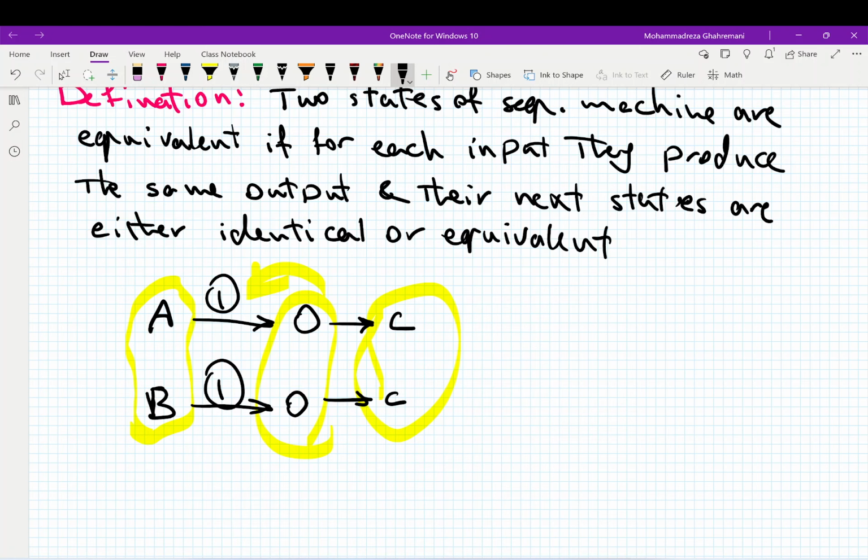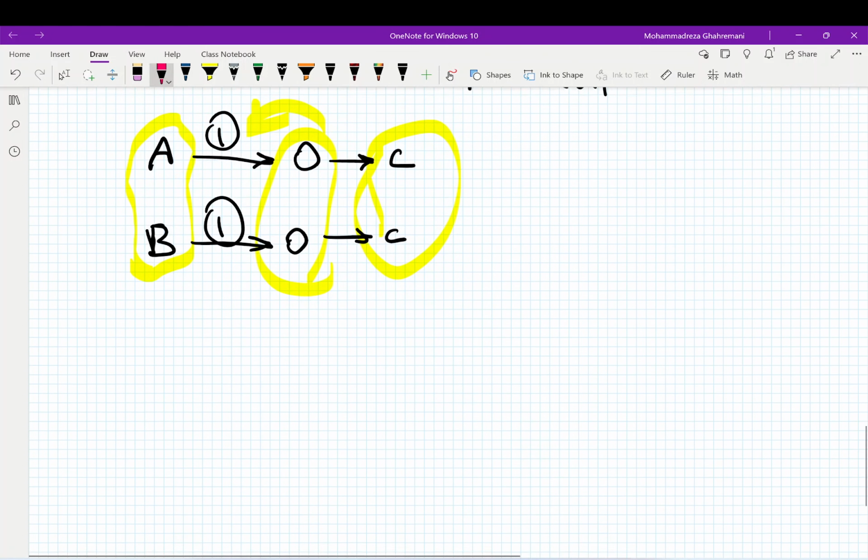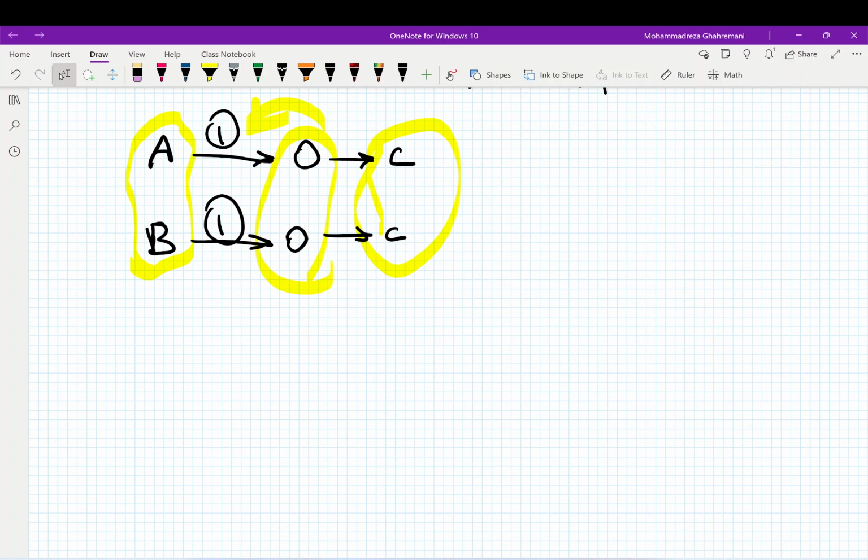Okay, so what can we do when we find two equivalent states? When two states are equivalent, one of them can be removed without altering the input-output relationship. So when we find two states which are equivalent, we can easily remove one of them, and nothing is going to change in our circuit. Okay, but how can we determine equivalent states?